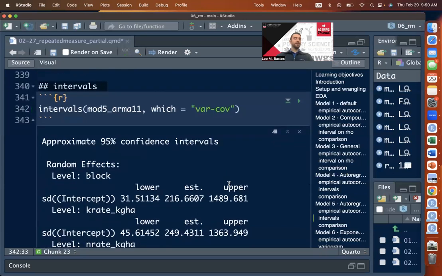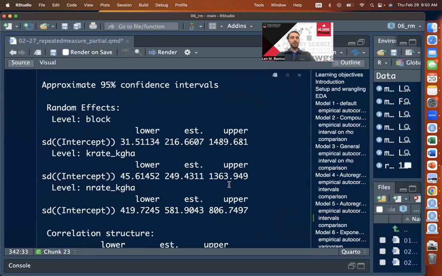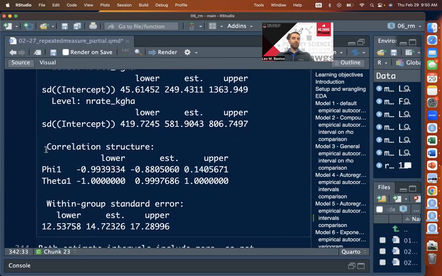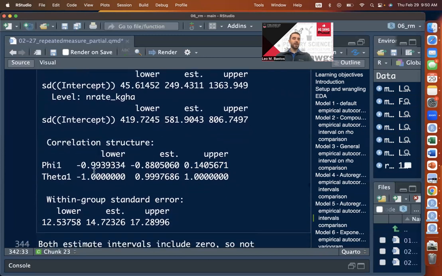If we get the intervals, at least on my side, it runs. Then we look at the correlation structure and the intervals of that. We see that in both cases we have an estimate, the same as when we just printed the model. But now we also have the lower interval in both cases.